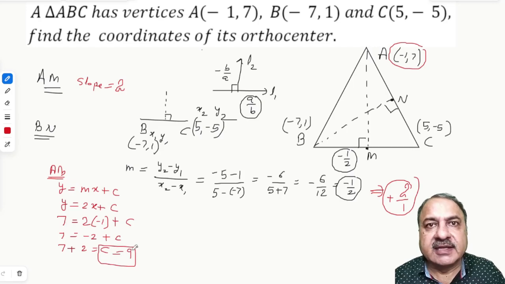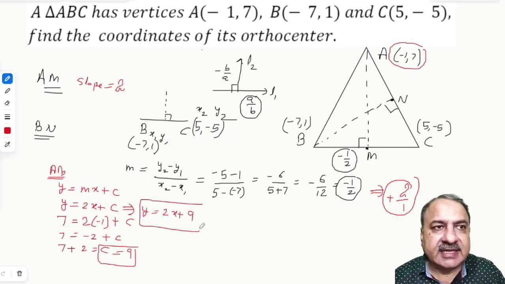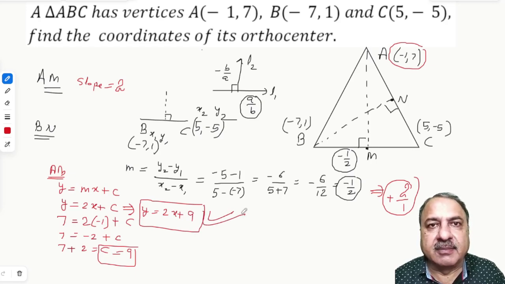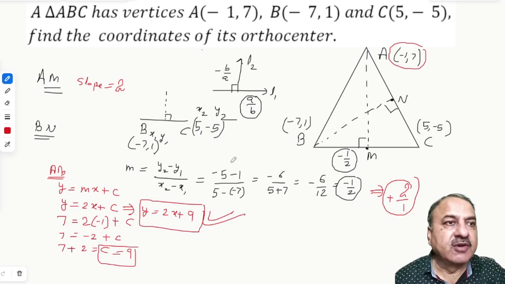We will plug in this value of c into the equation y equal to 2x plus c. It means y equal to 2x plus 9. This is the equation of AM, the altitude AM. We will use the same steps for altitude BN. Let's move to the next page.